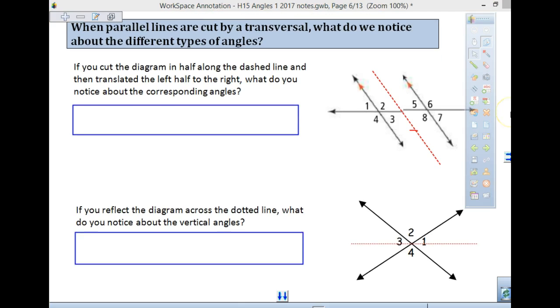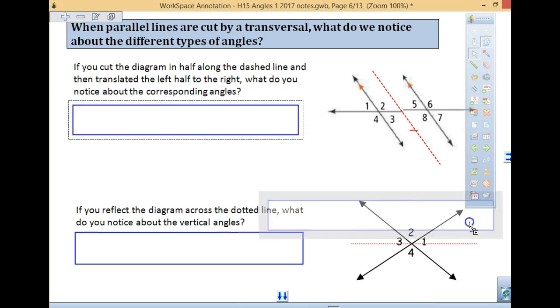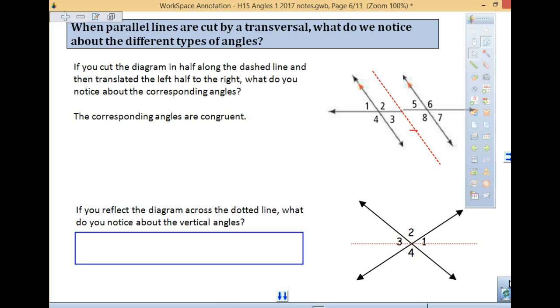If I look at this next one, so if we cut them, what are we going to know? Corresponding angles, please write down, are congruent. Now, I am okay that this word congruent, remember the symbol, equal. So what that means is that angle 1 is congruent to angle 5. They correspond, they're in the same spot, they will be the same measure.